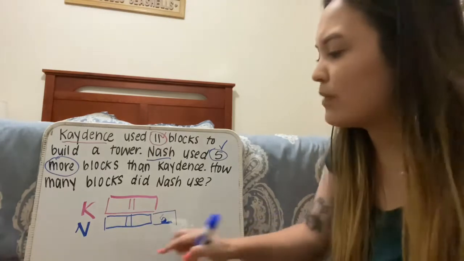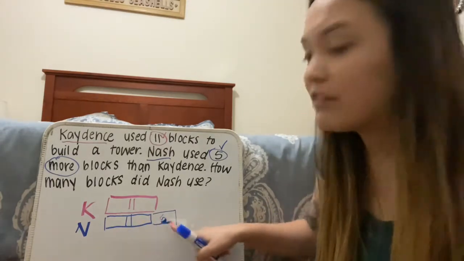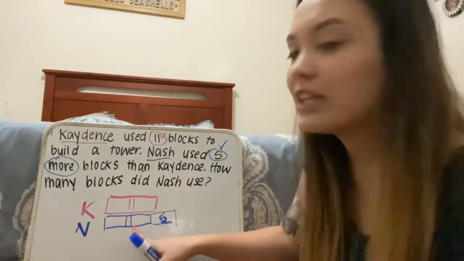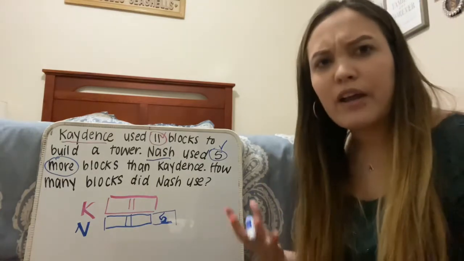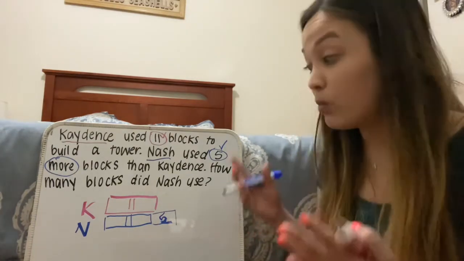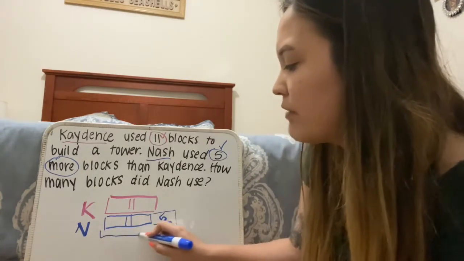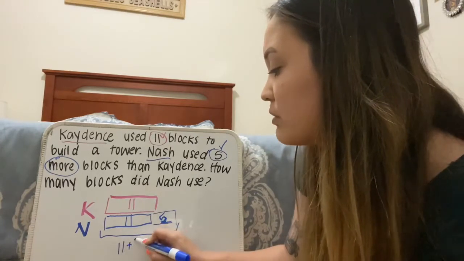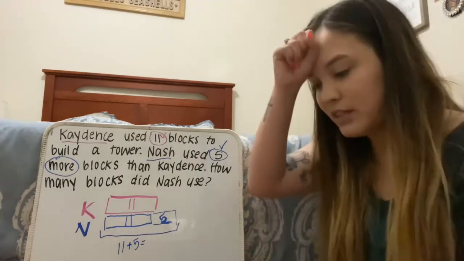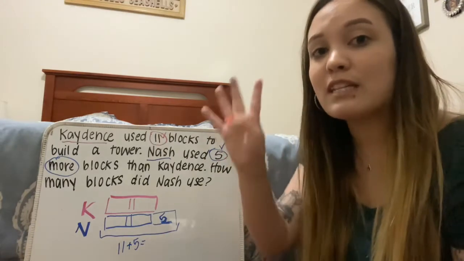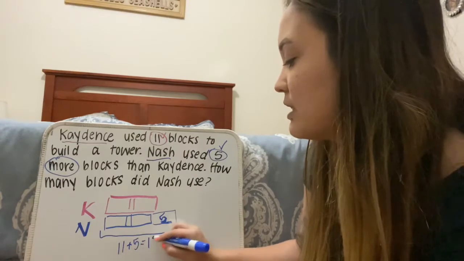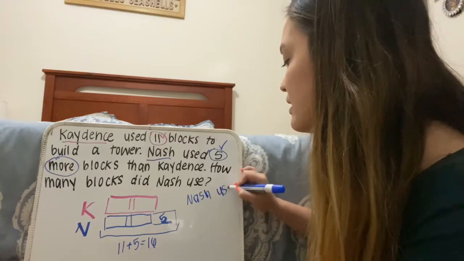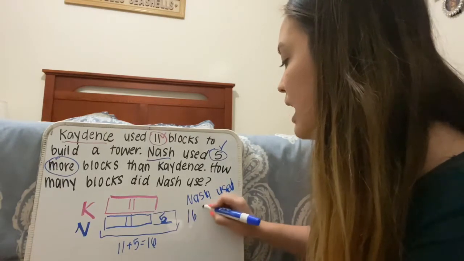Okay, so we have this. So we have Nash who has 11 and 5. Let's make that 5 a little better. So we have 11 and 5 for Nash. So we have to figure out how many blocks did Nash use altogether. Well, we would find our total. And how would we find our total? We would take 11 and 5 and we would add them up. So 11 plus 5 equals 11, 12, 13, 14, 15, 16. So 11 plus 5 is 16. So Nash used 16 blocks.